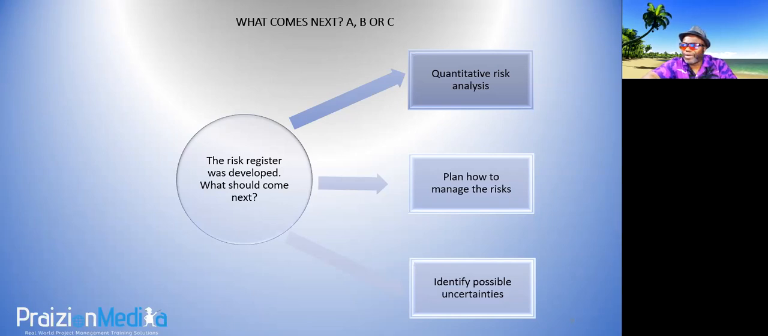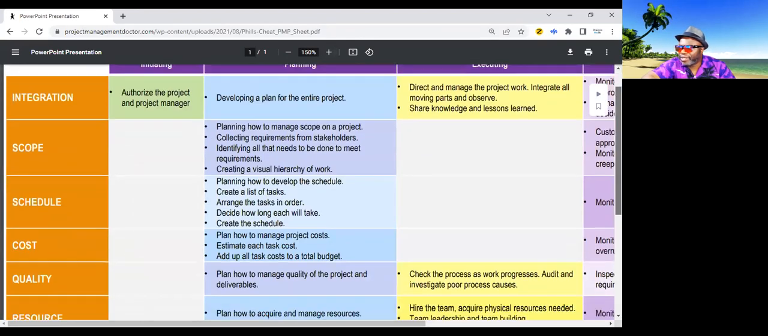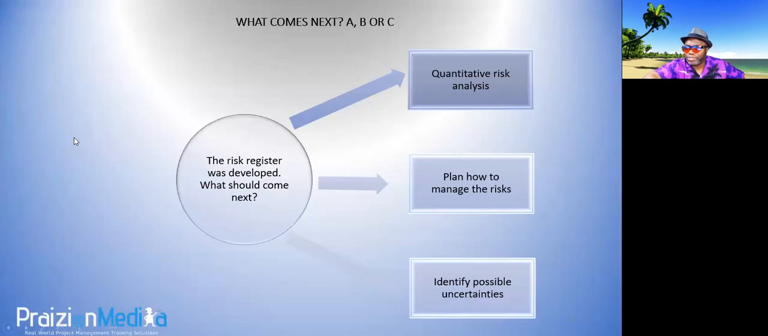All right. And let me remind you what it looks like. It's very helpful because if you're struggling with page 25, this simplifies it. If we zoom in and go to risk down here, it says plan how to manage risk, identify the risk, what could go wrong or right. That's identify risk, analyze the risk qualitatively, stuff like that. So if you're struggling with the processes, this is a nice intro to the processes. So the right answer should have been quantitative.